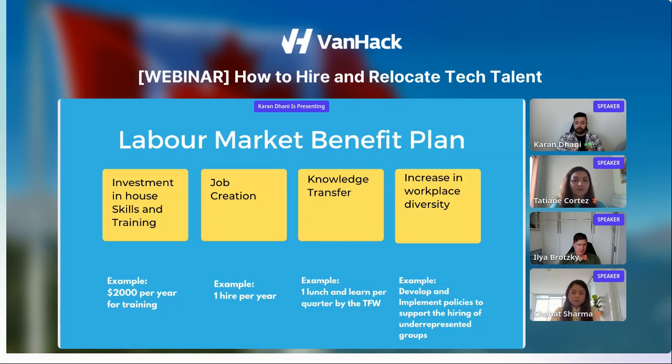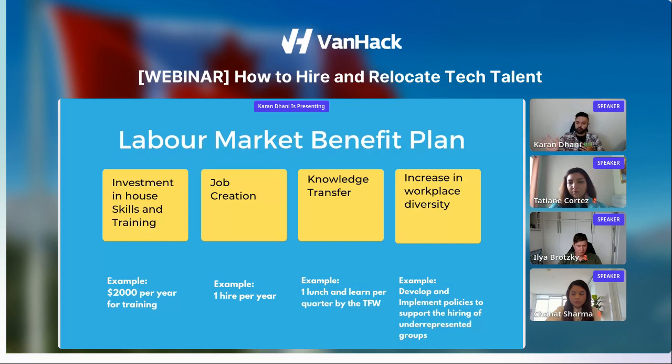For companies that maybe don't have a training budget, you could also use something like co-ops and internships. You could maybe offer one or two co-ops per year. Another commitment would be job creation. So you'd be hiring local people as well. For the local hires, they can be part-time or full-time. They don't have to be in tech either. They can be sales, marketing, HR, whatever it is.